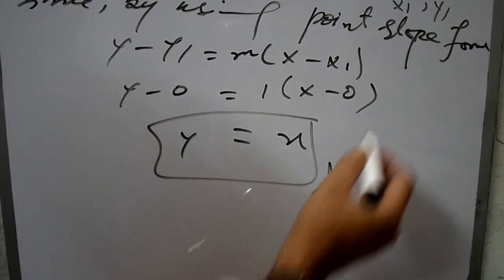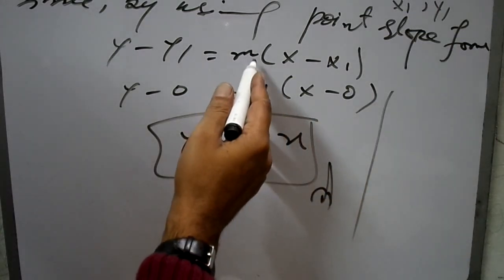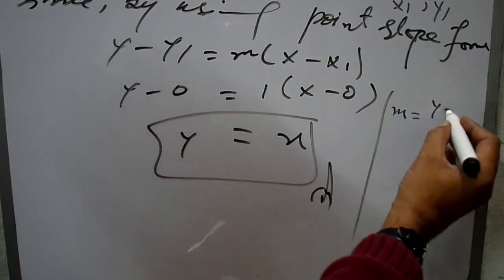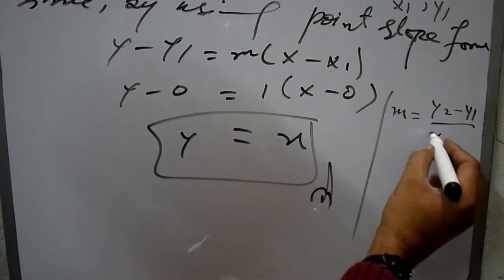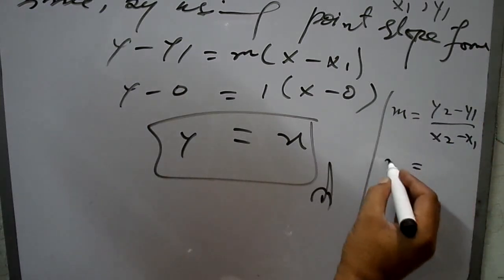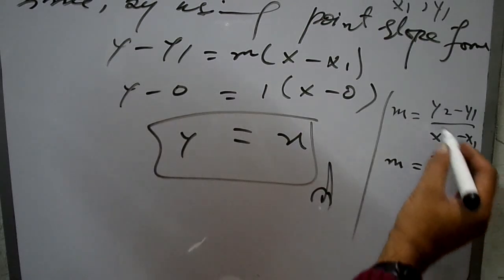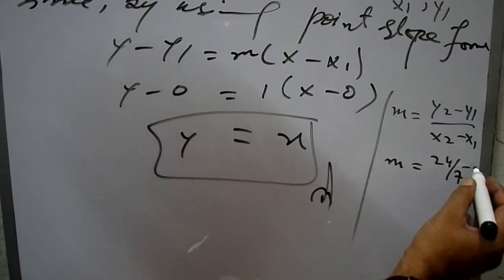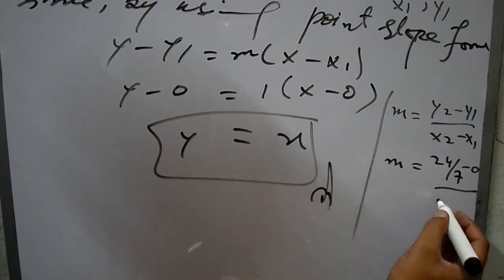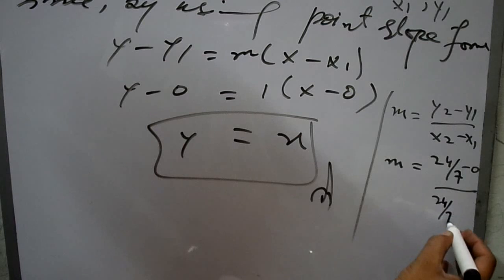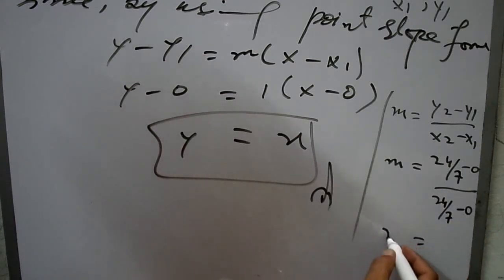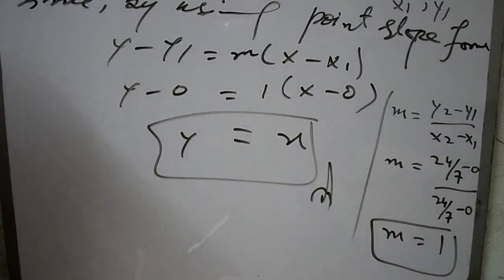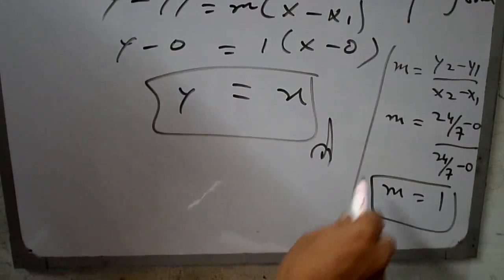But it should be noted how to find the slope. How can I find the slope m? The value of slope is given by the formula y2 minus y1 divided by x2 minus x1. So y2 minus y1 is 24 by 7 minus 0, divided by x2 minus x1, 24 by 7 minus 0. By division both cancel each other, so you will get 1. That's why I have used this slope here.